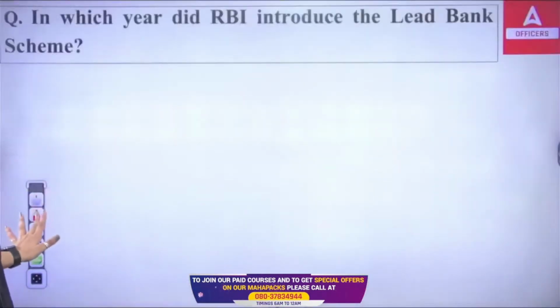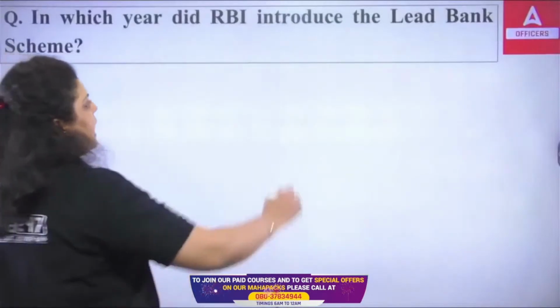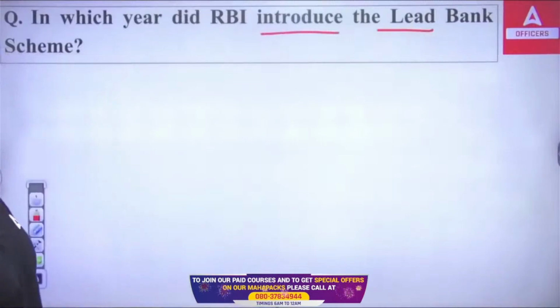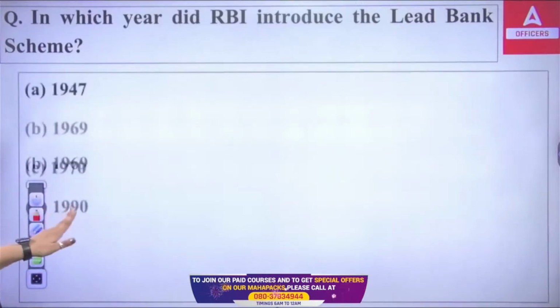The first question is talking about, in which year did RBI introduce the lead bank scheme? In which particular year RBI introduced the lead bank scheme that we are talking about? Okay, so first let's understand what the lead bank scheme is. The options you have are 47, 69, 70 and 90. These are the options in front of you.